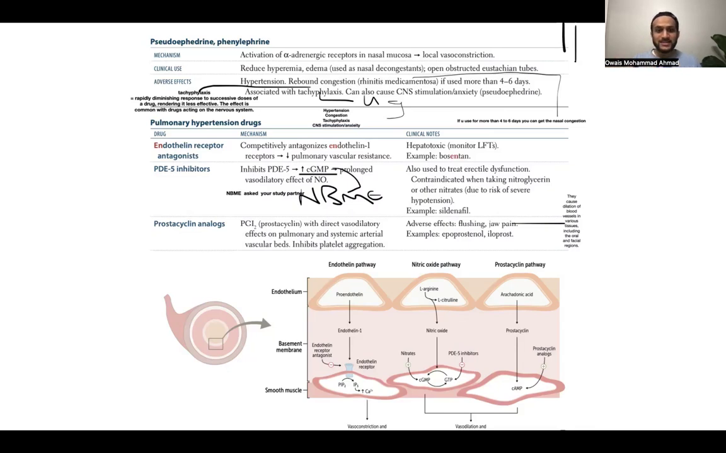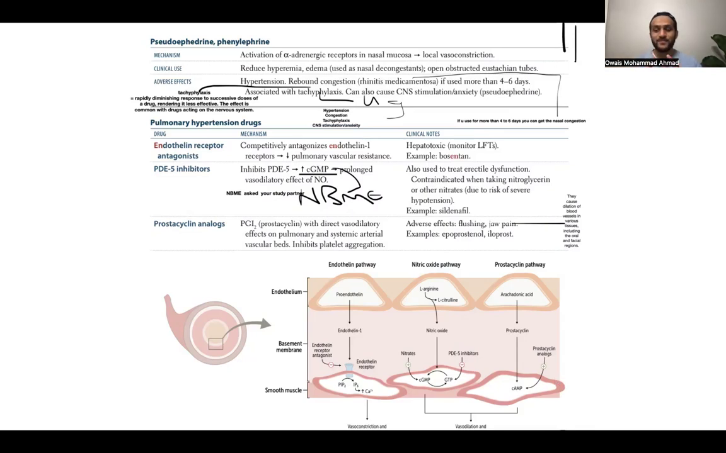Endothelin receptor antagonists block endothelin 1. Phosphodiesterase inhibitors block phosphodiesterase 5, which converts cyclic GMP to GMP, so nitric oxide effects are prolonged. Prostacyclin also increases the amount of your cyclic AMP. So you're going to have more vasodilation, or you're going to be decreasing vasoconstriction.